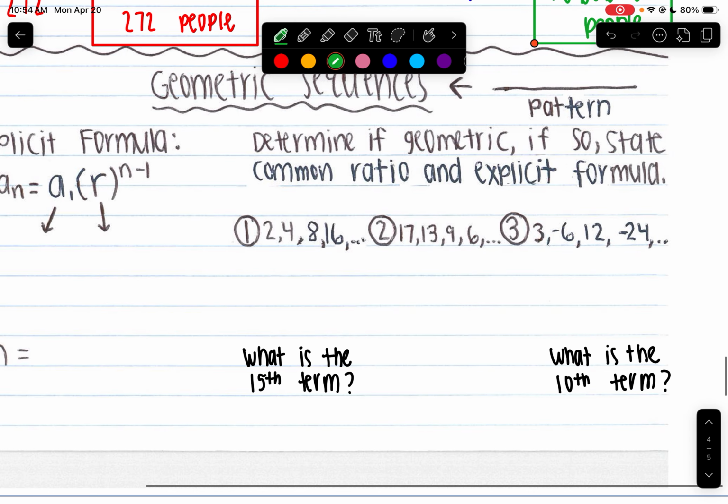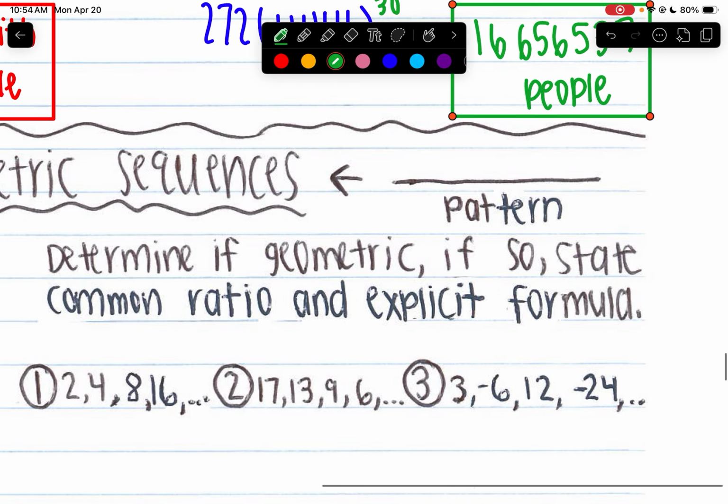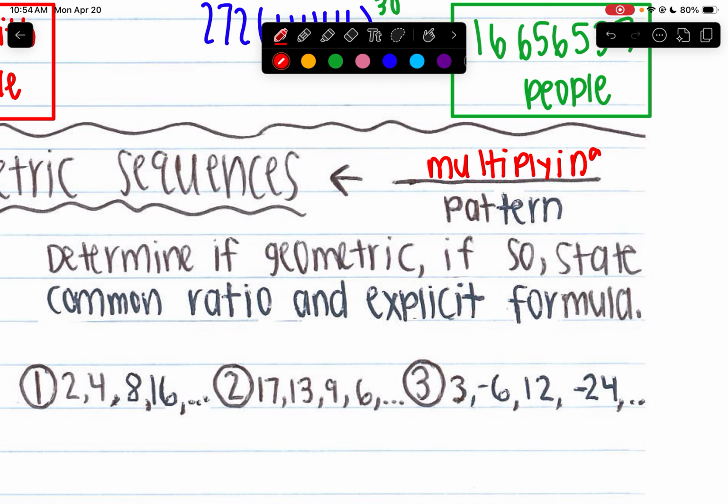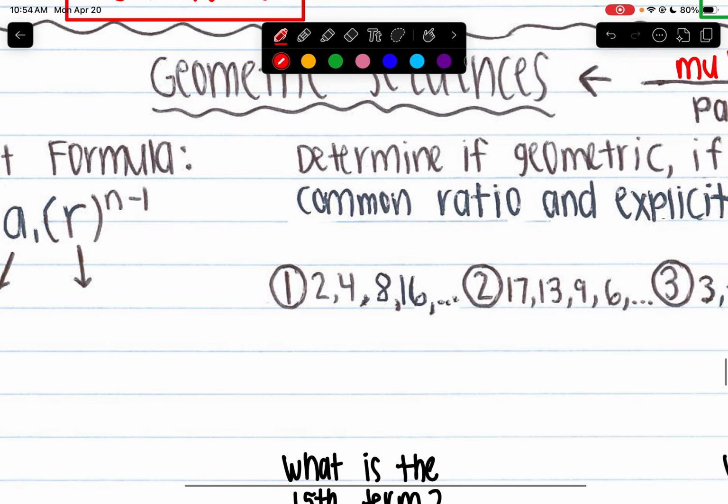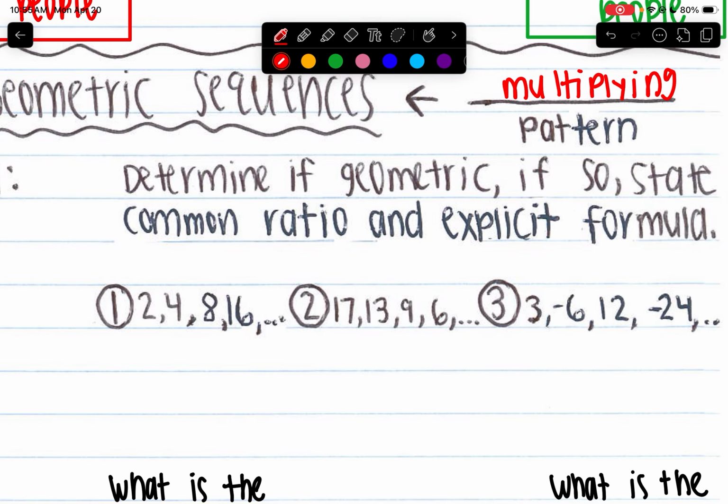All right, the next half of the page of notes is geometric sequences. Now we talked about geometric and arithmetic sequences back in Unit 2, and those are types of patterns we can have. Well, a geometric sequence is when we have a multiplying pattern. So we're going to determine if a sequence is geometric by seeing if it's multiplying by something, and if it is, we're going to create a formula for it. If it's not, then we just leave it as is.